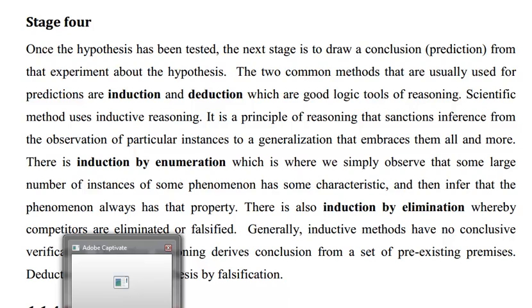It is a principle of reasoning that sanctions inference from the observation of particular instances to a generalization that embraces them and more. There is induction by enumeration, where we simply observe that some large number of instances of some phenomenon have some characteristic, and then infer that the phenomenon always has that property. There is also induction by elimination, whereby competitors are eliminated or falsified. Generally, inductive methods have no conclusive verification.